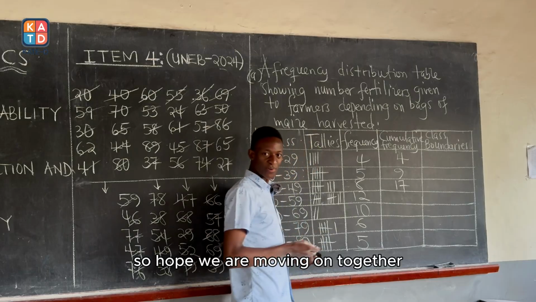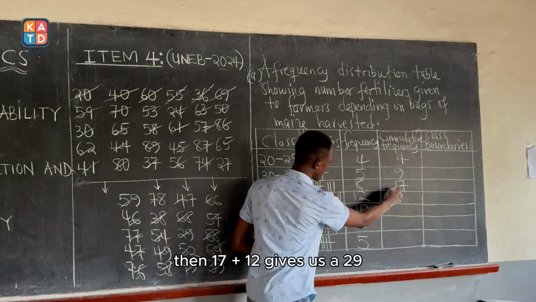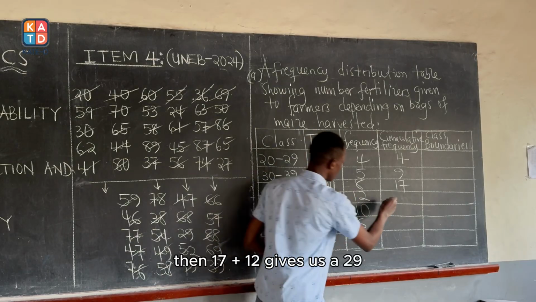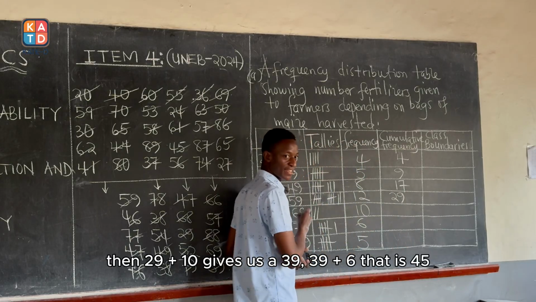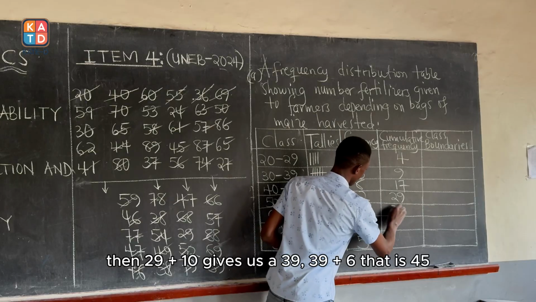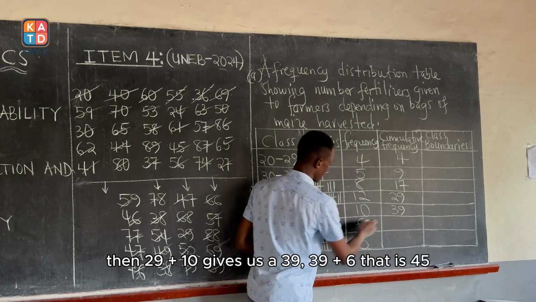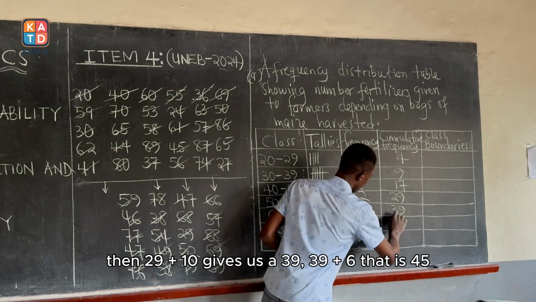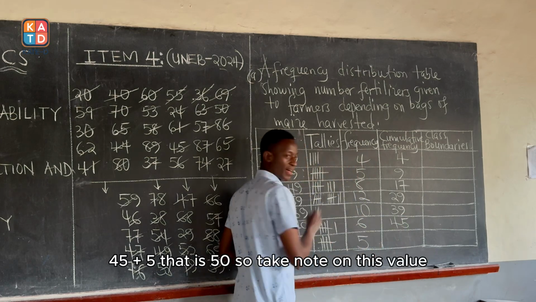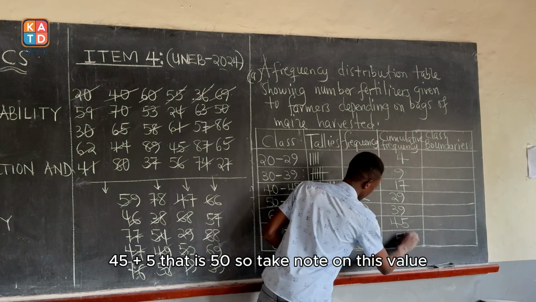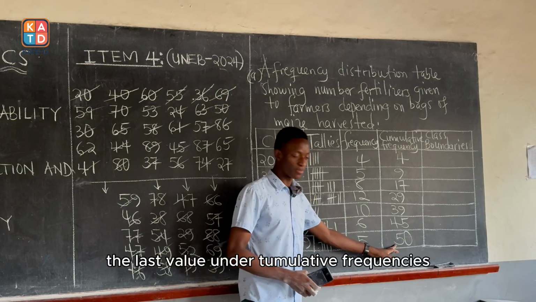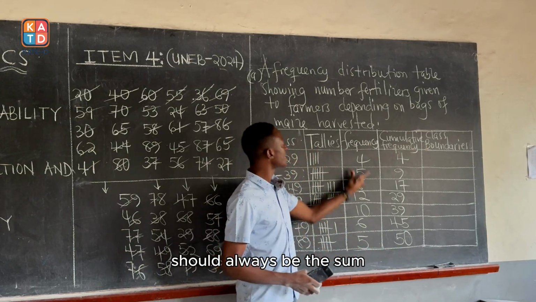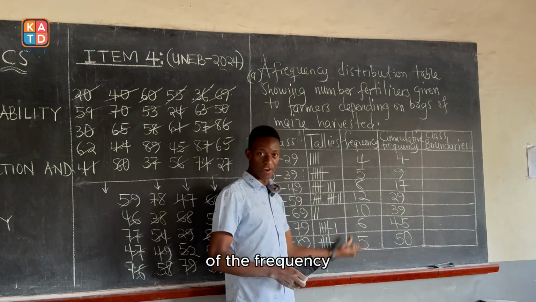So hope we are moving on together. Then 17 plus 12 gives us a 29. Then 29 plus 10 gives us a 39. 39 plus 6, that is 45. 45 plus 5, that is 50. So take note of this value. The last value under cumulative frequency should always be the sum of the frequencies.